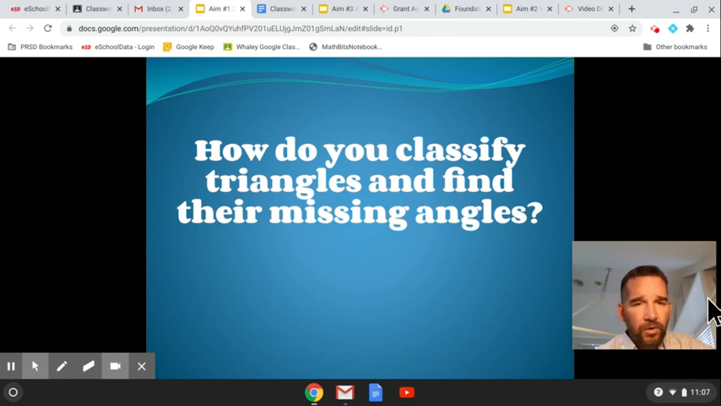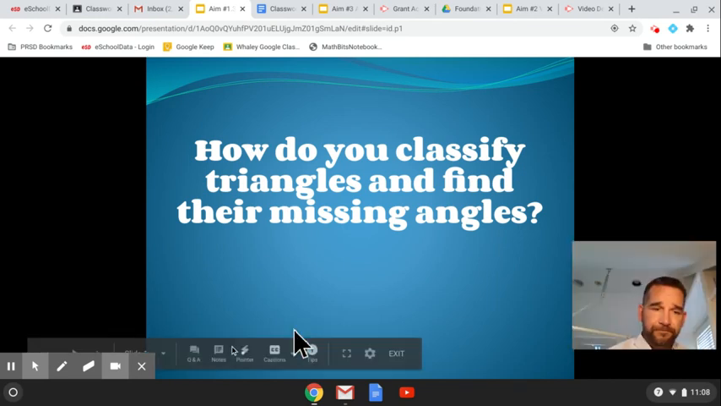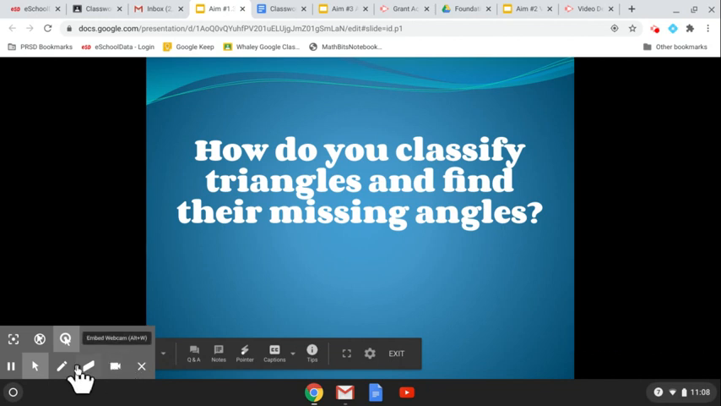I think we all know what a triangle is, and I'm sure we're aware that there are a lot of different triangles. So the question is, how do we name triangles? How do they get their names? How do we determine what types of triangles we are dealing with? And with that, we're also going to talk about the missing angles of triangles, because those are important in helping us classify them as well. Okay, so let's get right into it today.